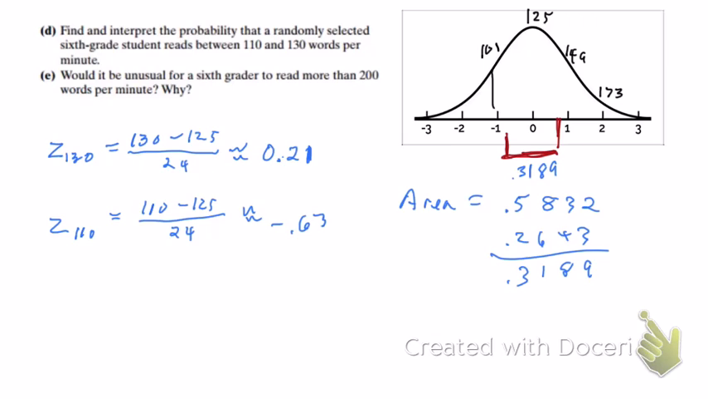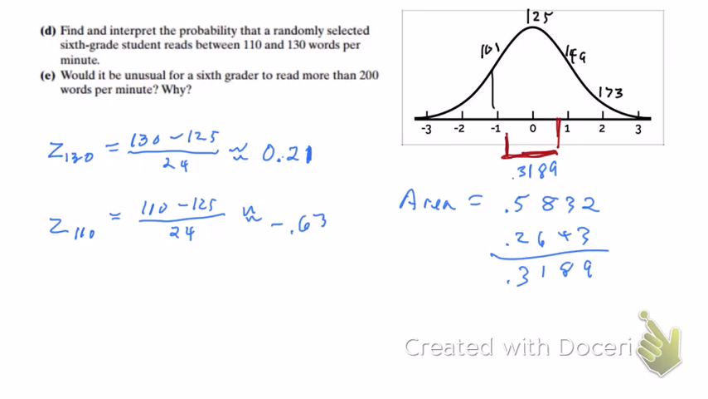And you go, well, that, horizontally, doesn't look very big. Yeah, but it's in the middle of that thing. So we're talking about close to a third of sixth graders would read between those two values.